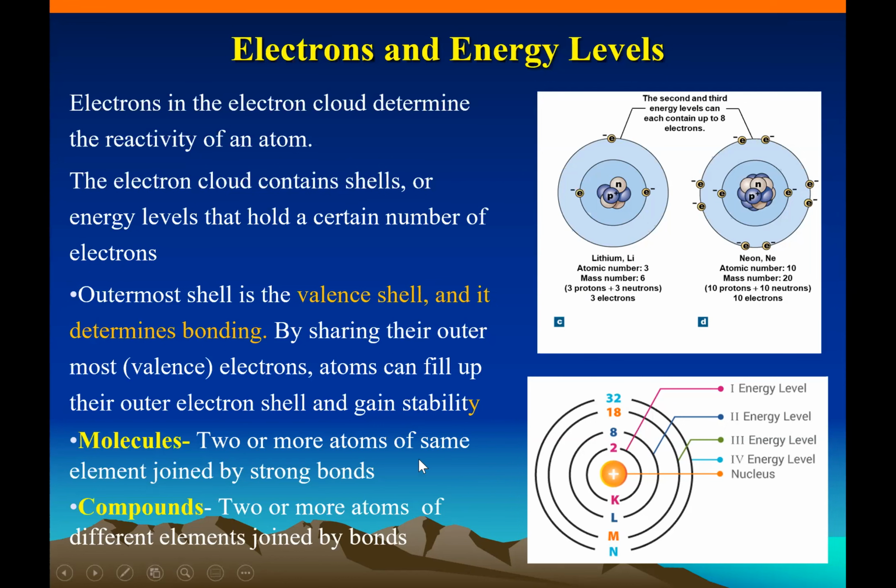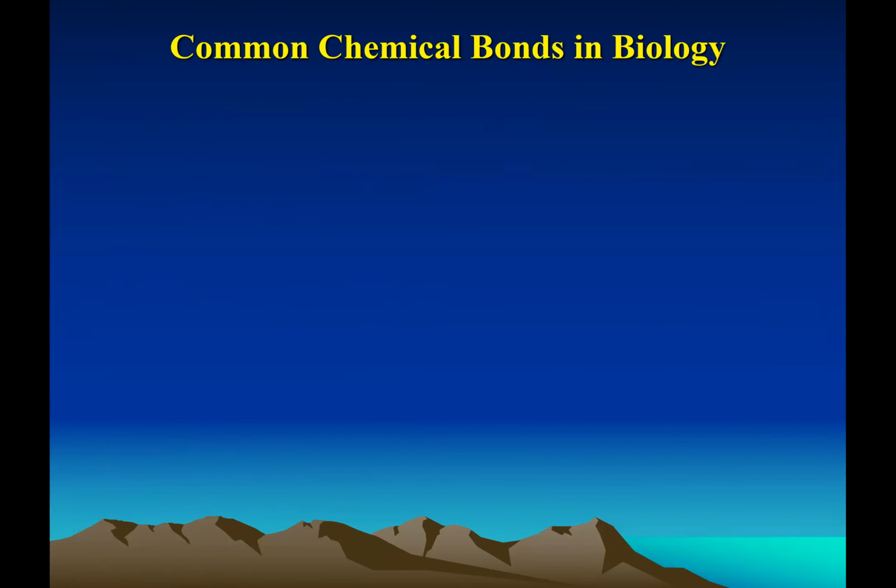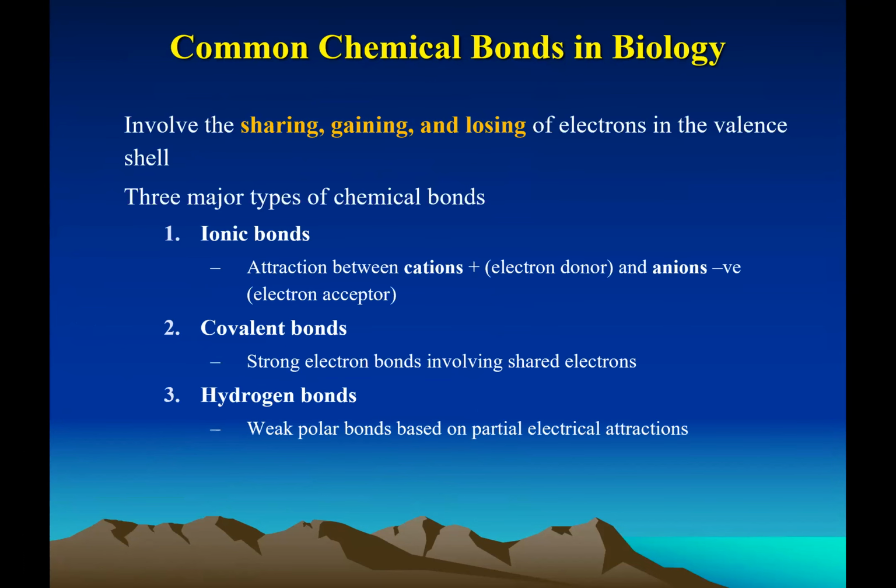When 2 or more atoms of the same element come together by bonding, they are called molecules. When 2 or more atoms of different elements come together, they are called compounds. So, these unsatisfied outer valence electrons decide chemical bonds in biology and in chemistry in general.